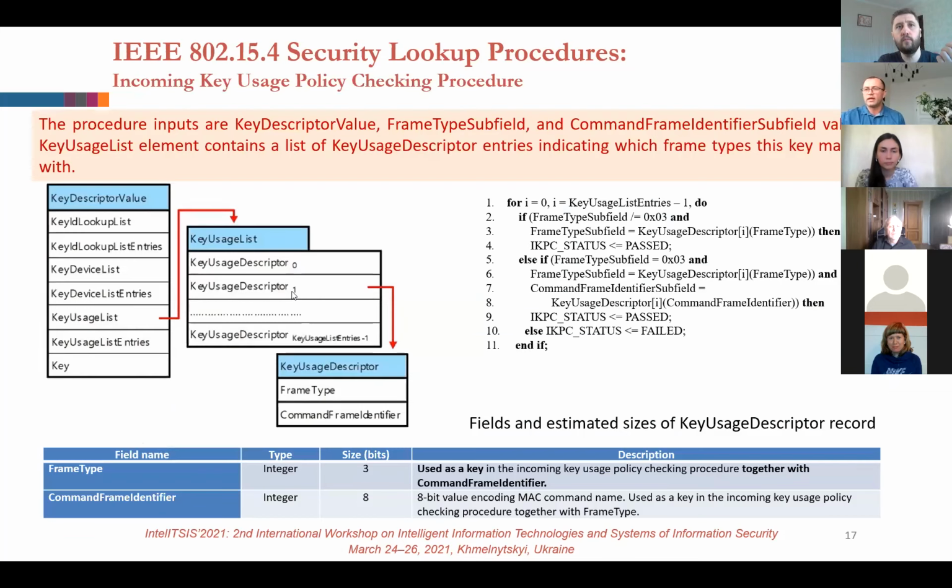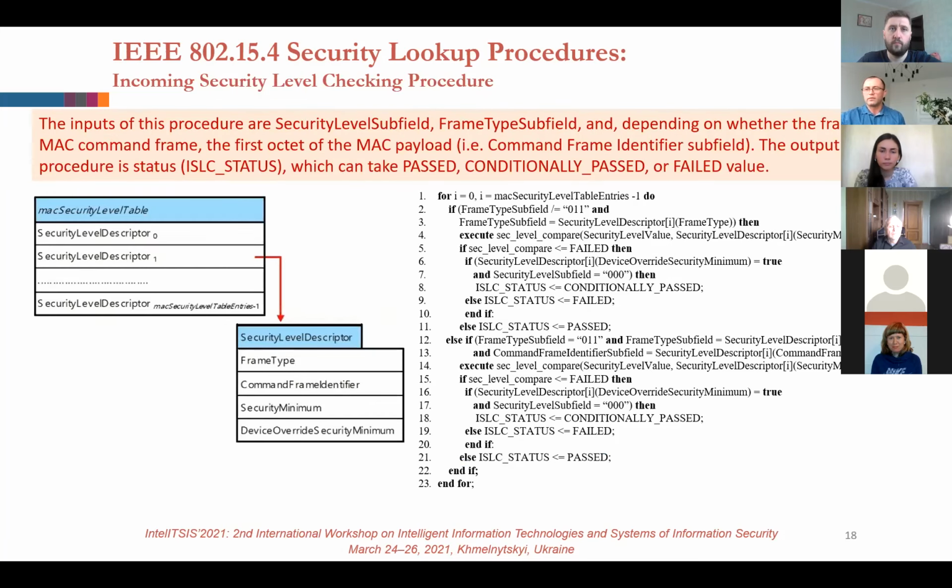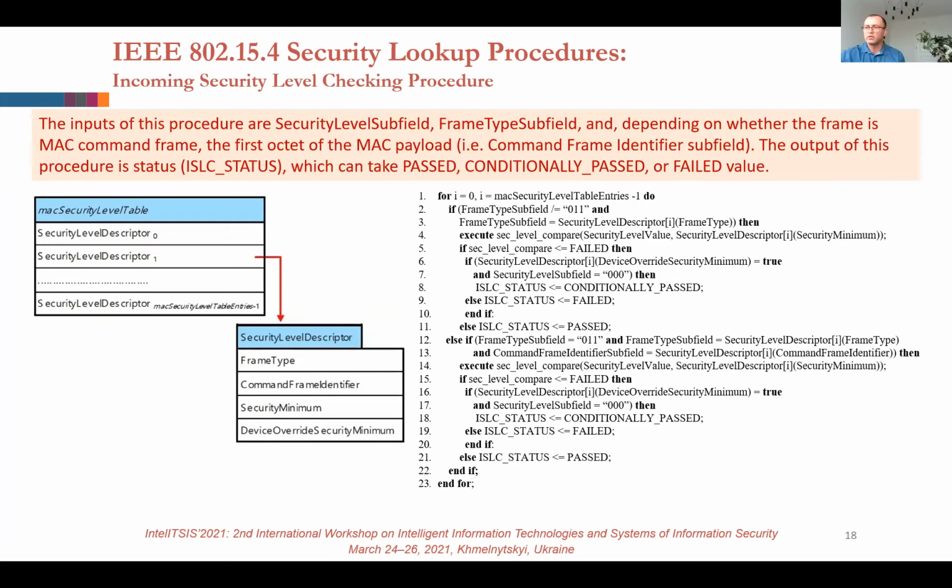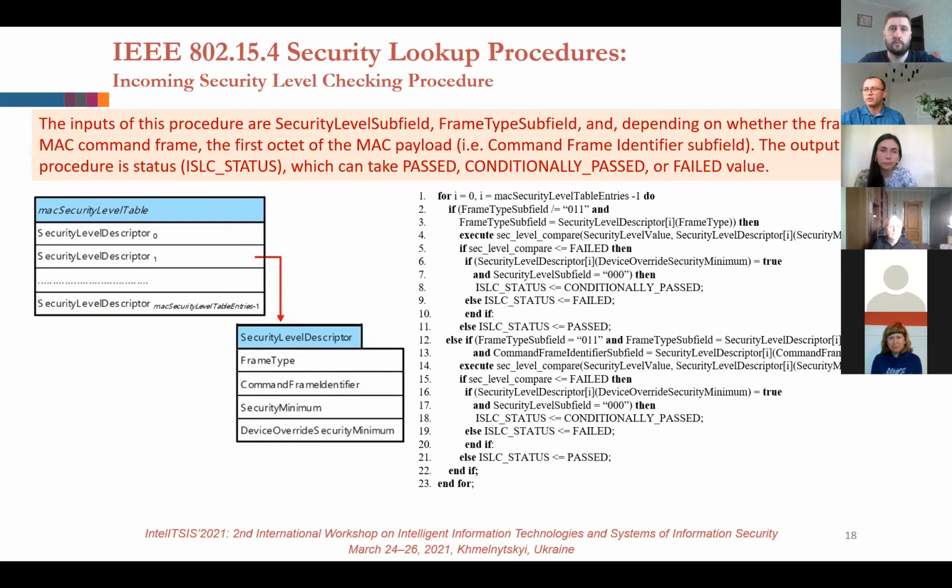On this slide, we can find the key usage descriptor lookup process in the incoming key usage policy checking procedure, the pseudocode for this procedure implementation, and a table beneath it with a description of the fields and estimated sizes of the key usage descriptor record. For the last procedure, the lookups within the incoming security level checking procedure are performed in another table, the security level table, which stores security-related information. The process of the lookup is given here in the figure, and a pseudocode is also provided.